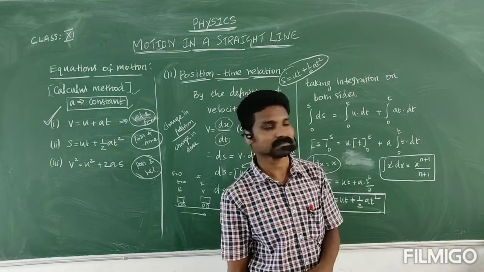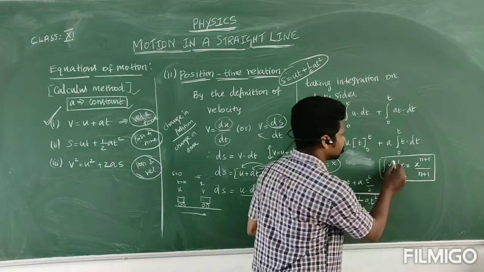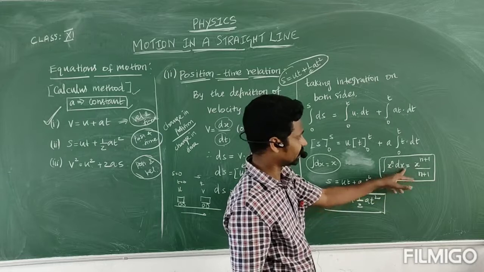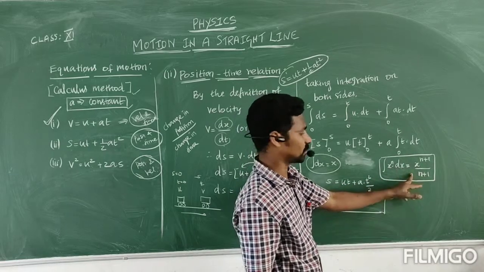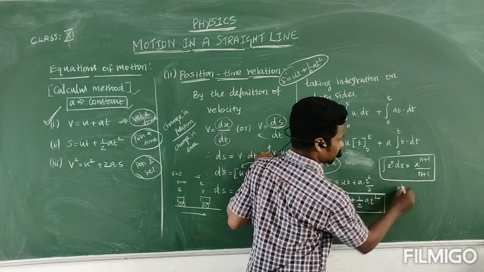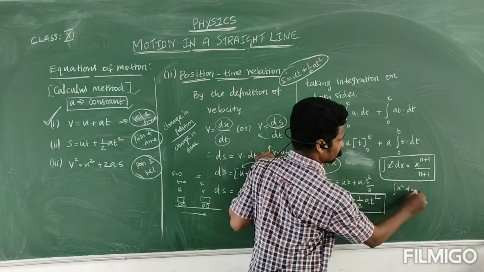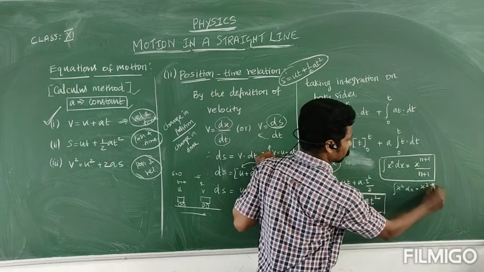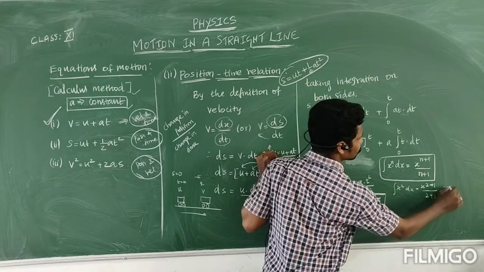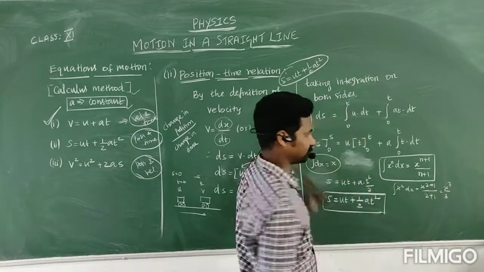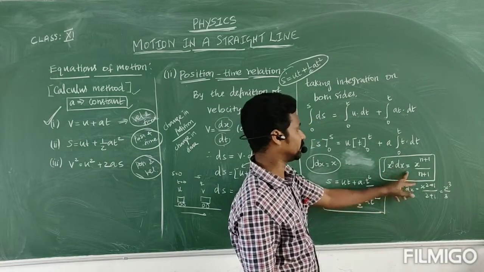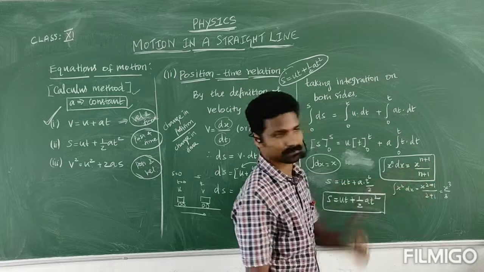So what I am saying here is that integral x power n into dx is a formula. Now suppose x squared into dx, what will come? x power 2 plus 1 divided by 2 plus 1. That means x cube divided by 3 will come. Like that, this is the common formula: integral x power n into dx equals x power n plus 1 divided by n plus 1.